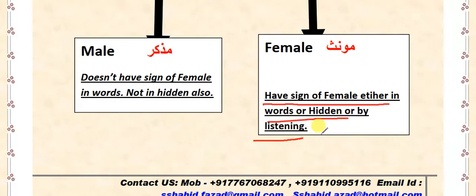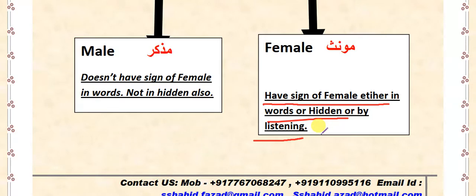That means we say any ism is muannas, or female, when some property of muannas is available on that ism, or hidden. This means that the property is available on that word, but it is not shown in the word, it is hidden. I'm going to explain all this by giving you examples.